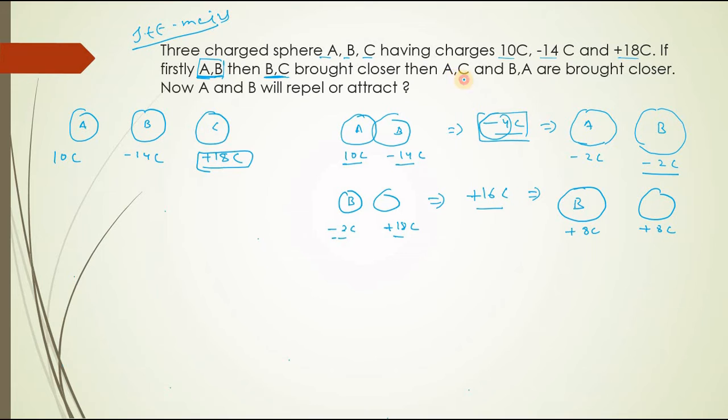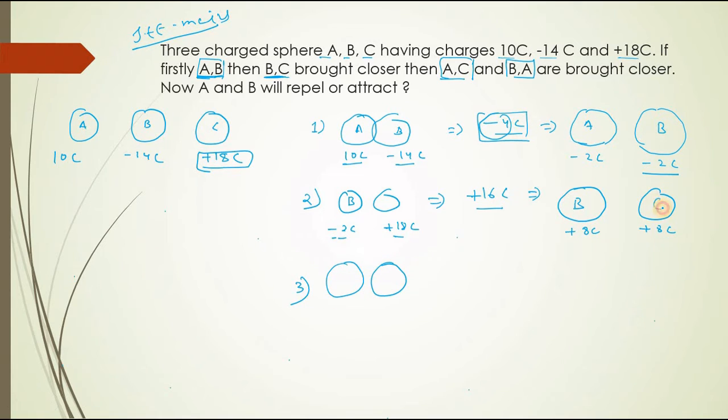Okay, then you do the same process for A and C, and then you do it for B and A. So these are your new charges. Now, for example, this is the charge distribution after the first method, and this is the charge after the second process. When you do the third step, you bring A and C next to each other.